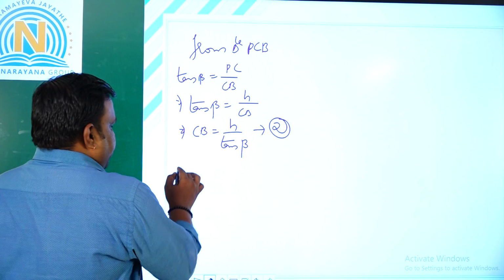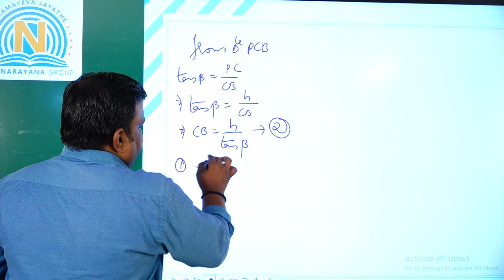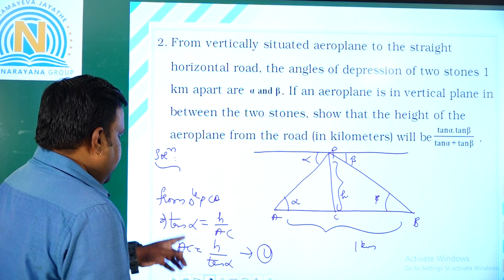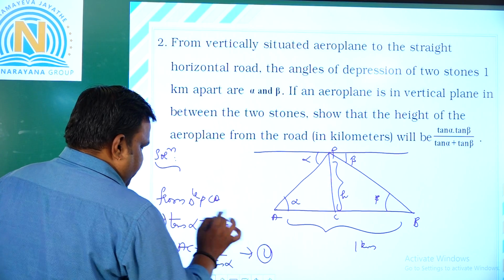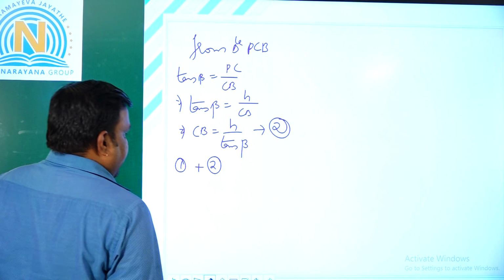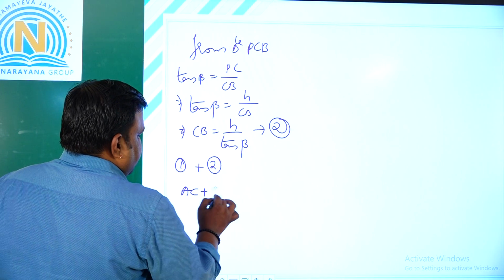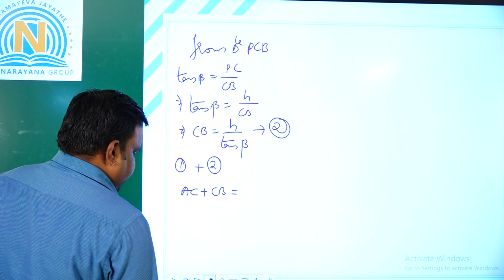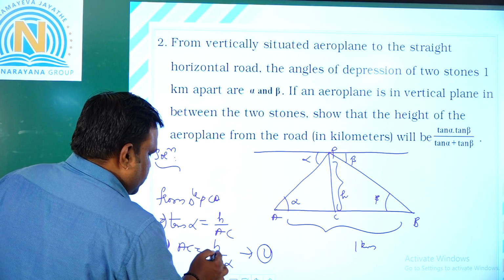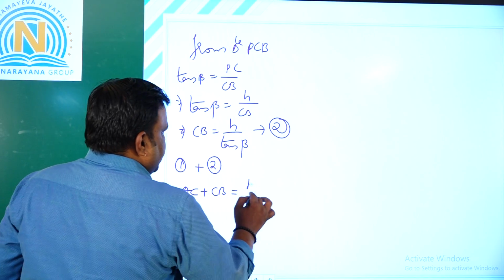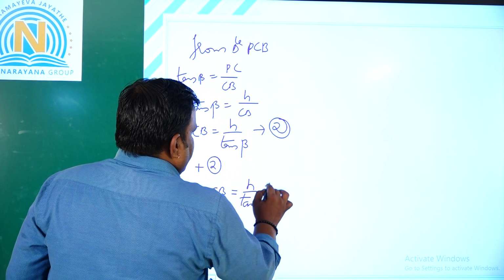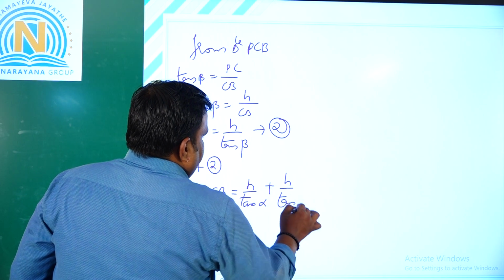Now add equations 1 and 2. On adding 1 and 2, what will I get? AC is equal to H by tan alpha is the first equation. So I am adding equations 1 and 2: AC plus CB, that is the LHS of the first and the LHS of the second, is equal to H by tan alpha plus H by tan beta.